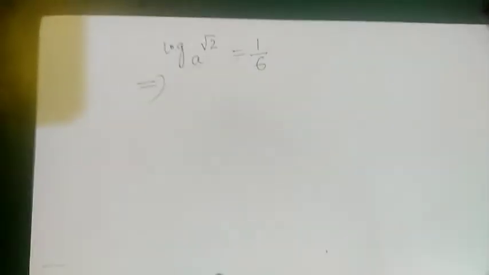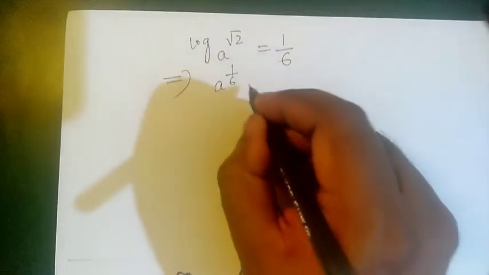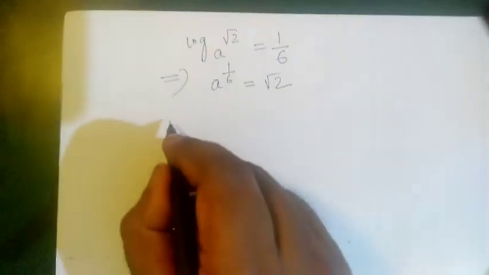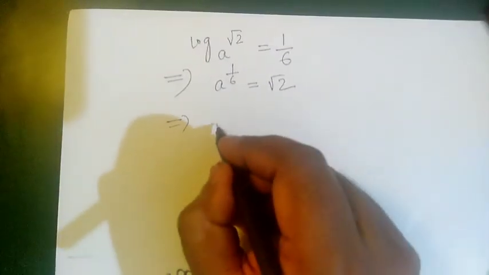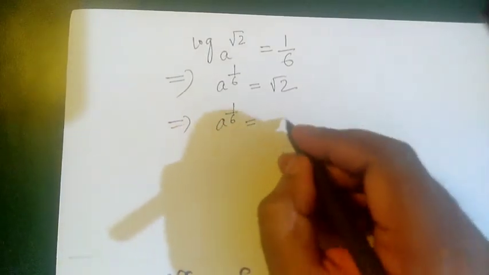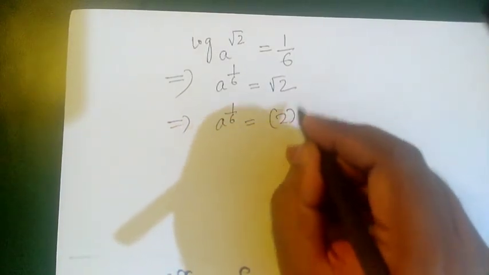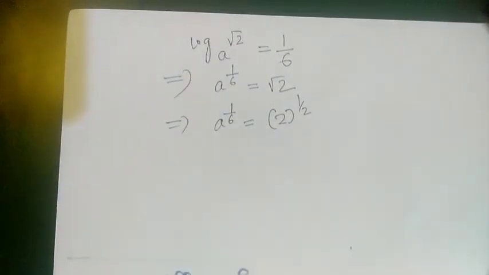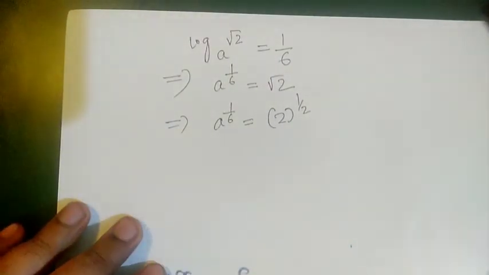So this implies a to the power 1 by 6 is equal to root 2. This implies a to the power 1 by 6 is equal to root 2, which means 2 to the power 1 by 2. If you want to find the value of a, then you need to take the power 6 on both sides.